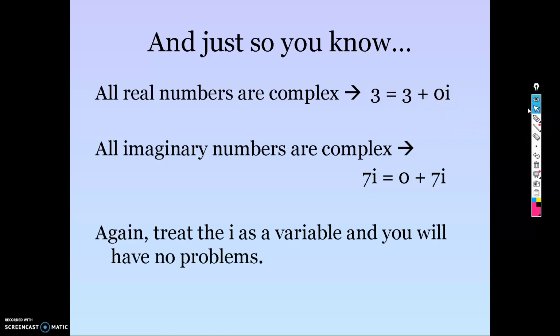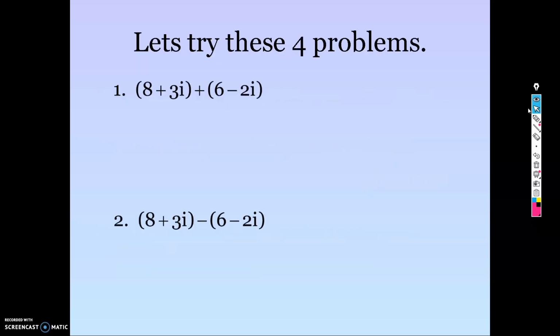So again, treat the i's as a variable and you'll have no problems. Just consider it like an x. We can add the i's together, subtract the i's, the real parts go with the real parts. So for example problems, I have this complex number where a is 8, bi is 3i, and this complex number a is 6, and the imaginary part is negative 2i.